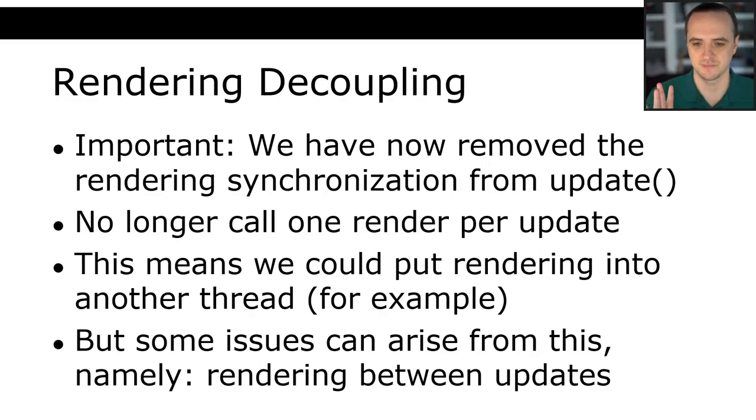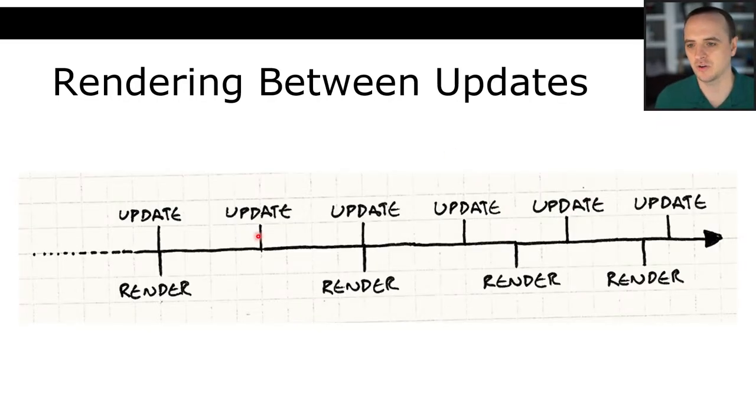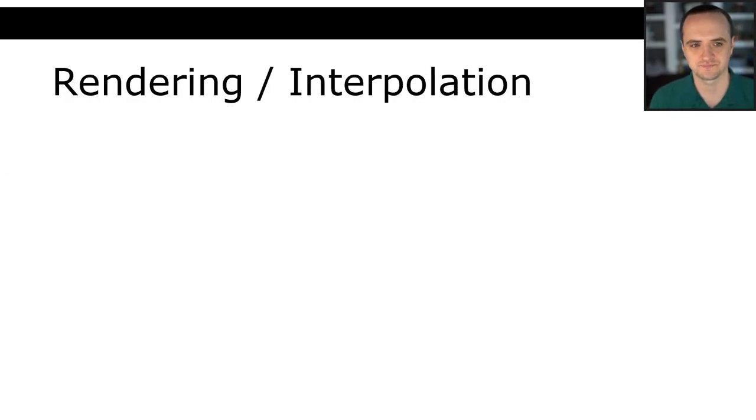But some issues can arise from this, obviously. Maybe now when we call a render, if they're in different threads, maybe we're trying to render while the game state is updating. And so maybe we're going update, update, render, update, render, update. It's in a weird order. So we are not getting into multi-threading stuff in this course. It would take a whole course to debug our multi-threading. So we're going to keep it single-threaded for this course, but just realize that this can go really deep, right?